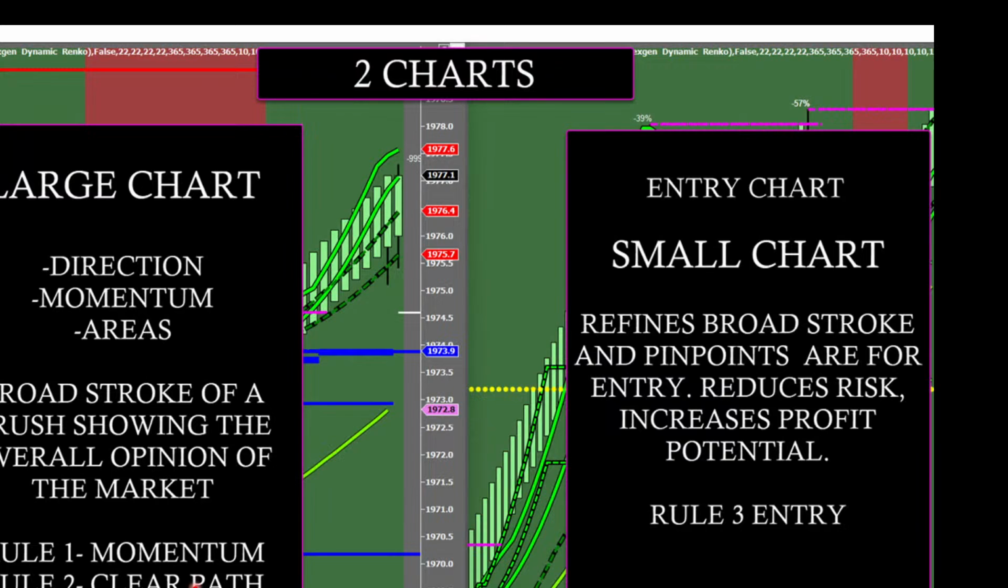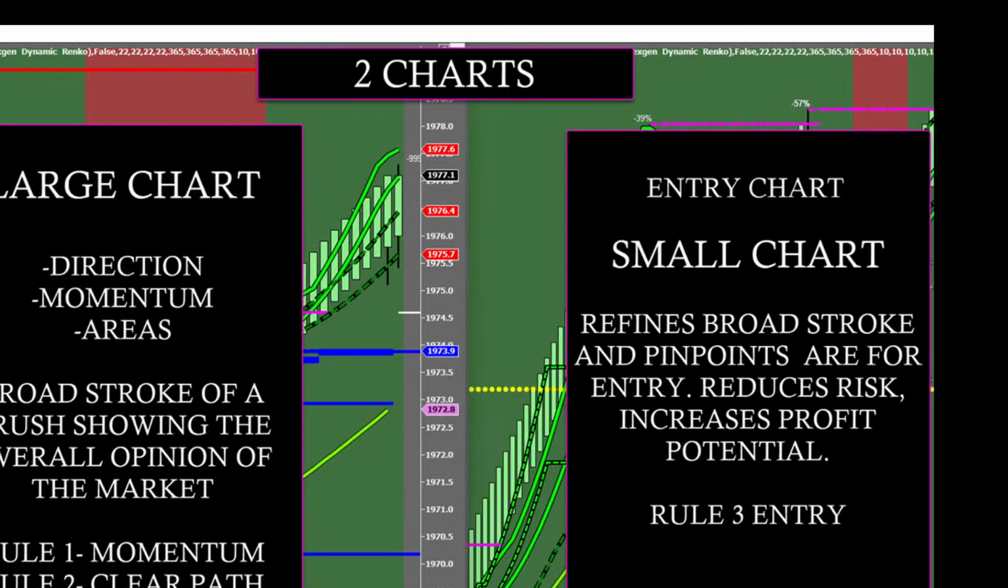Once they're in play, once you have momentum, once your path is clear, you're going to find your entry. You're going to go to a smaller chart. And the smaller chart is nothing more than a refinement chart. It gives you an X-ray of that one bar.